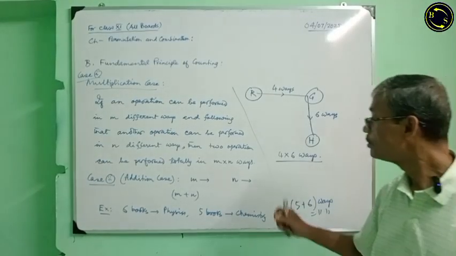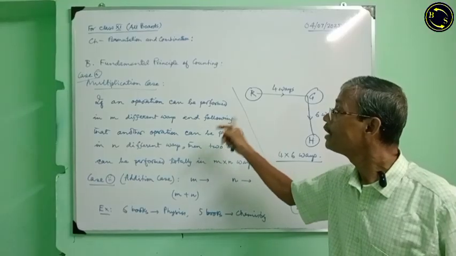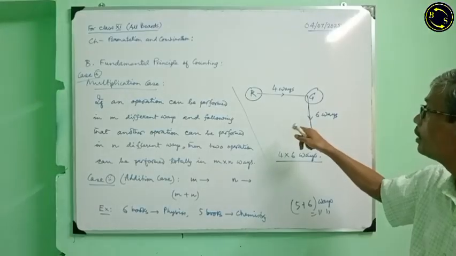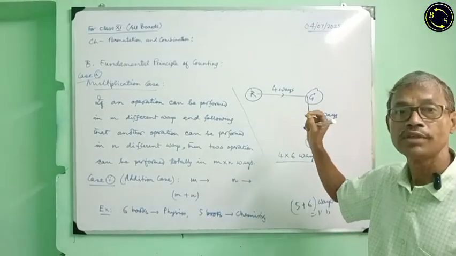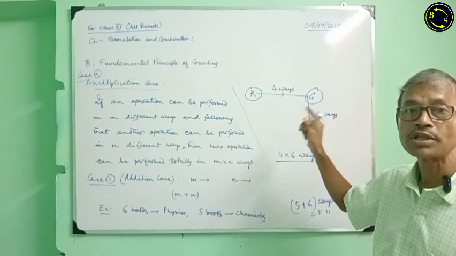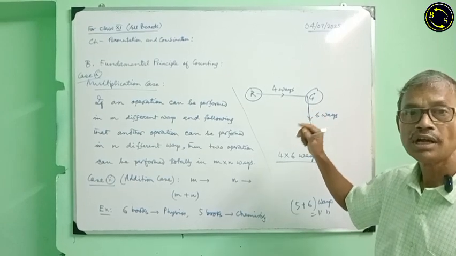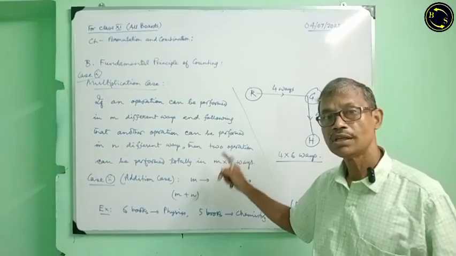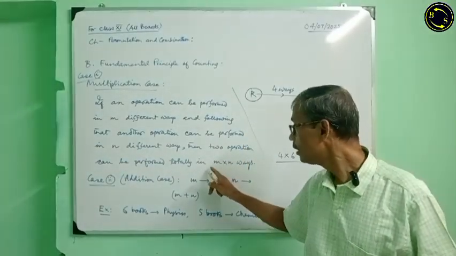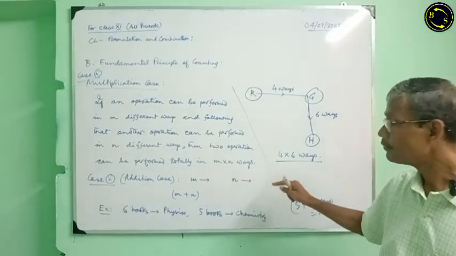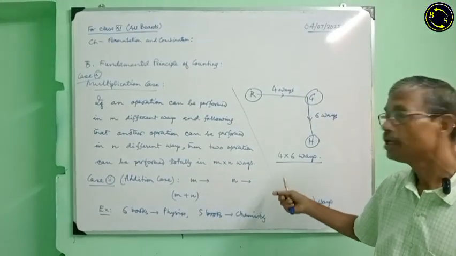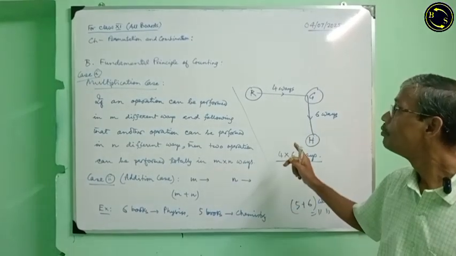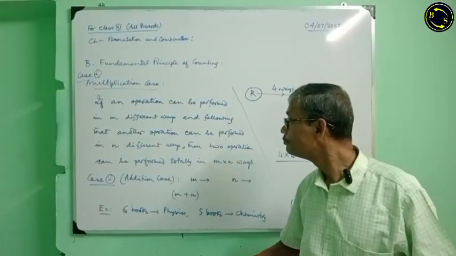And the last thing I have to mention: in case of multiplication, if I have described here two operations, there may be n number of operations. That means more than two operations. Then for the total number of ways those can be done, you have to take the product of the number of ways in which the successive operations can be carried out or performed.